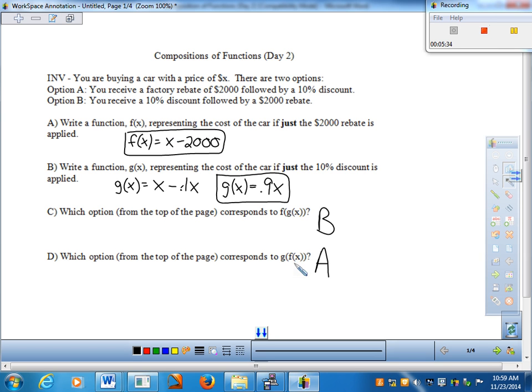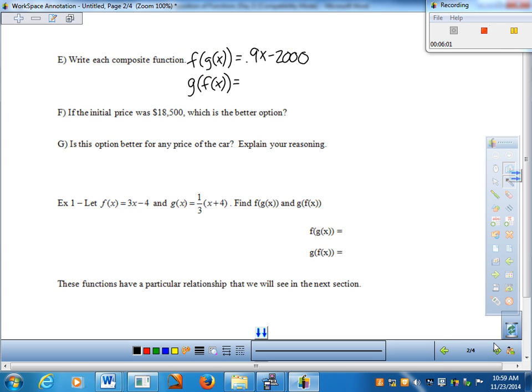According to my notation, f of x replaces the inputs of the g function. So everybody take that f of x, which is this, and bring your arrow in, and it replaces the input of the g function. So it goes right in there. So I'm going to get 0.9, not times x, but 0.9 times the whole x minus 2,000. All right. That's looking really nice.